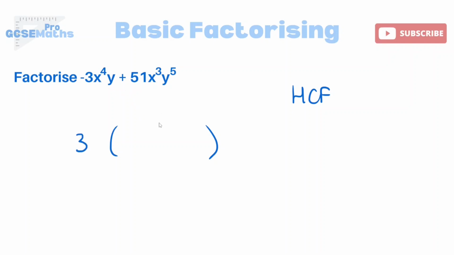And looking at the letters, now we need to look at them separately because obviously x is different to y, right? So looking at the x's, we've got x to the power of 4 and then x cubed. So the highest common factor is x cubed. You're going to take the smaller power. And let me just move this bracket along a little bit.